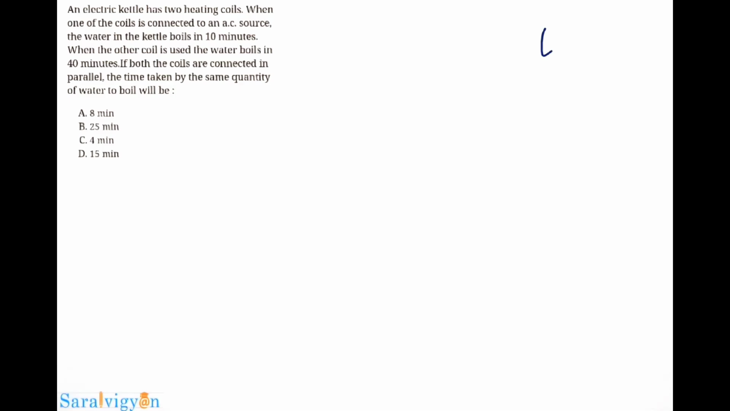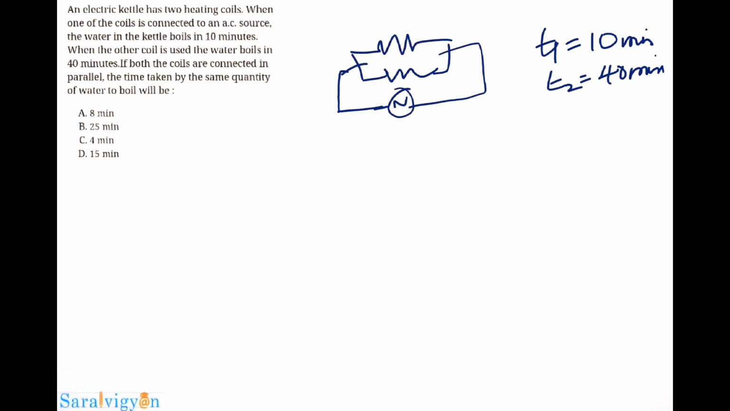We are given two conditions: time T1 is equal to 10 minutes and T2 is equal to 40 minutes, and we have to find T, which is the time taken for the same quantity of water to boil when these two coils are connected in parallel. So the circuit comes somewhat like this, and we have drawn it this way because it is given that it is connected to an AC source. Now, since it is a heating problem, we have to take the heat equation or energy equation. Since we have to boil the same quantity of water, and in the first two cases also the same quantity of water is boiled, the Q value will be the same.